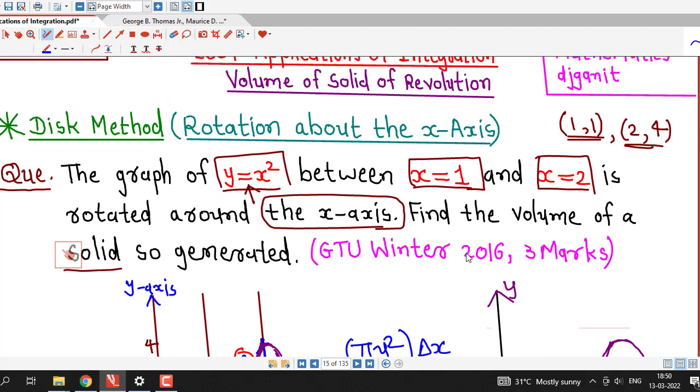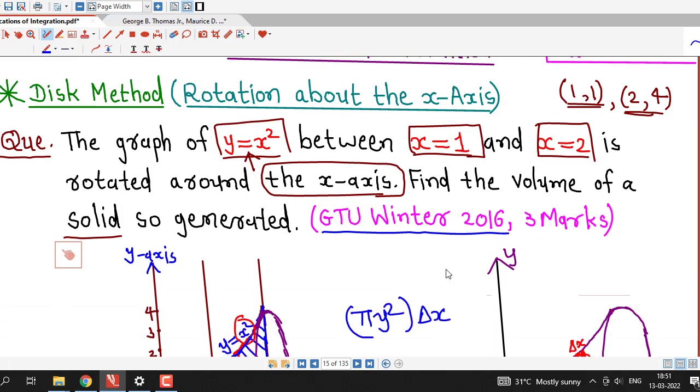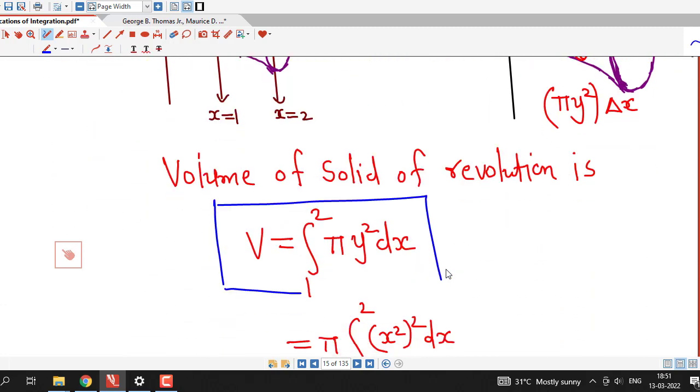Okay, so this is the disc method, and we have taken rotation about the x-axis. We can have rotation about y-axis as well as rotation about any vertical or horizontal line also, that we will discuss in upcoming lectures. This question was asked in the GTU Winter 2016 exam. So this is easy. You just have to remember how this formula is coming.